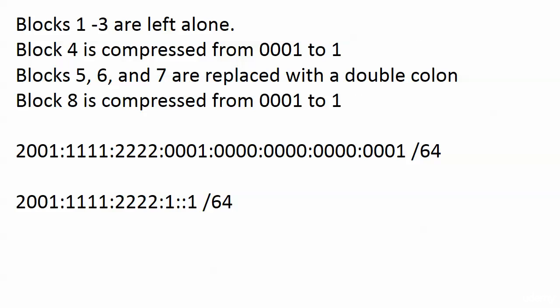The 4th block, we compress that from 0001 all the way down to 1 with which kind of compression? We're using leading zero compression there. We're dropping the 3 leading zeros, and we can do that as often as we want to in any IPv6 address. Blocks 5, 6, and 7 just sitting there waiting for zero compression, right? 3 consecutive blocks of zeros. We replace those with a double colon, and that is the 1 instance of zero compression we're going to use because that's as many as we can use. Block 8 is compressed then with leading zero compression from 0001 down to 1, and that is pretty darn good compression.